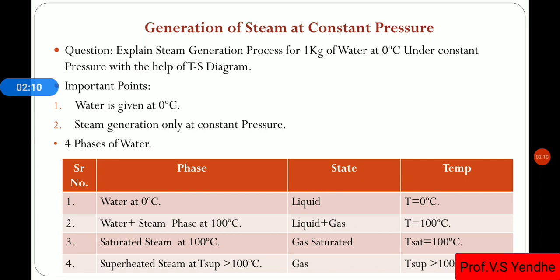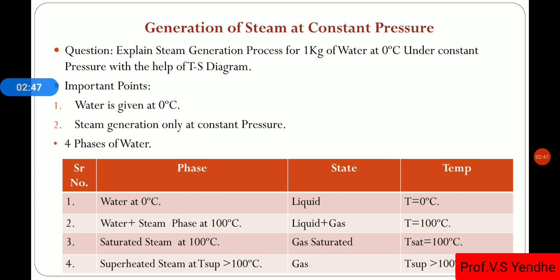Okay, so let us see what kind of question is asked on this topic. The question is asked like this: explain the steam generation process for 1 kg of water at 0 degree Celsius under constant pressure with the help of TS diagrams. That means we have to explain the steam generation process for 1 kg of water which is at 0 degree Celsius, under constant pressure, with the help of TS diagrams.